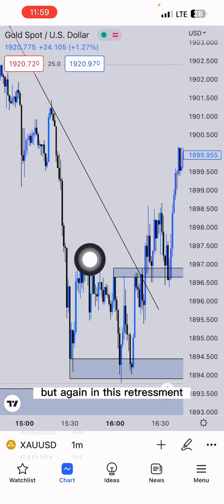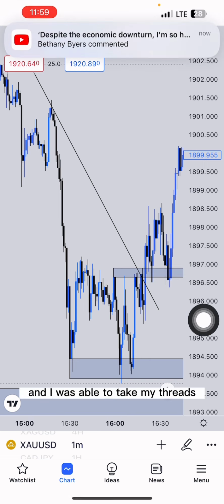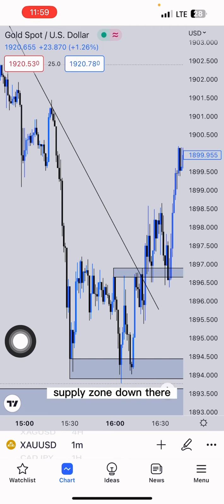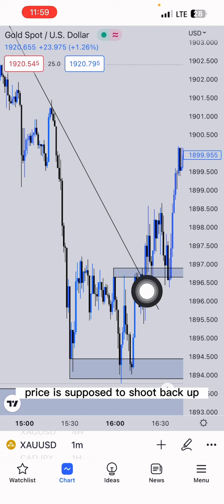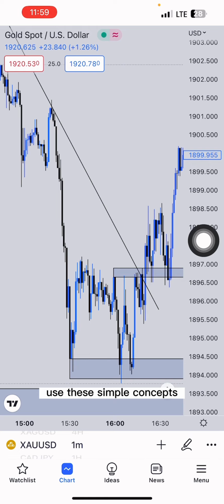But again, as it was trying to retrace, it formed a triple bottom, and I was able to take my trades, and also identify the demand zone right here, so it helped me know, okay, price is supposed to shoot back up. But again, guys, we use these simple concepts.